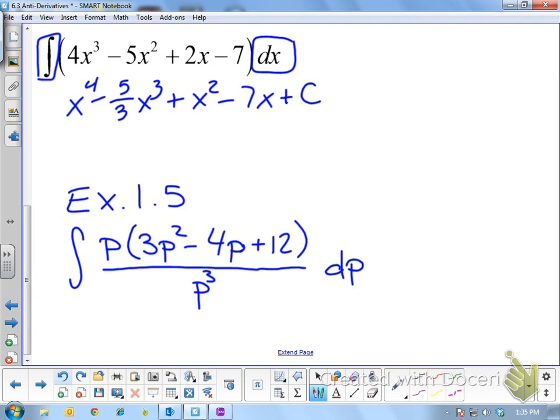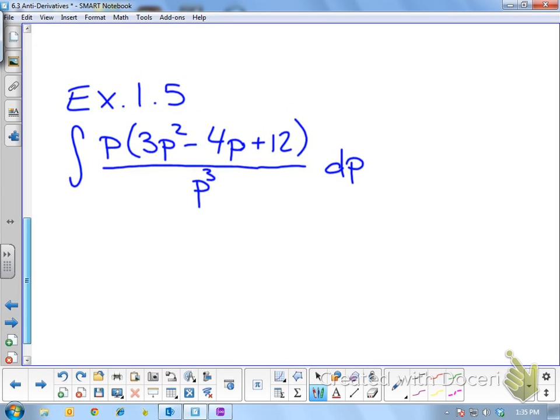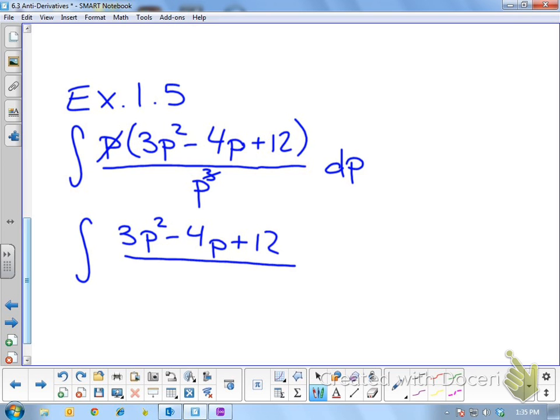So I need to simplify some stuff before I could apply the power rule. What could I simplify? The p and then p. Okay, the p and the p cubed could reduce. Then we would get 3p squared minus 4p plus 12 divided by p squared.